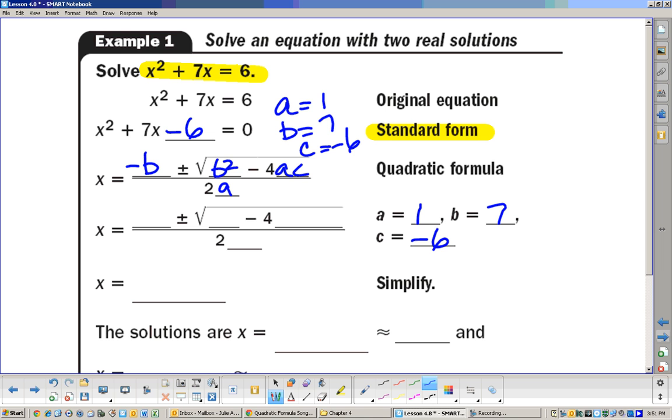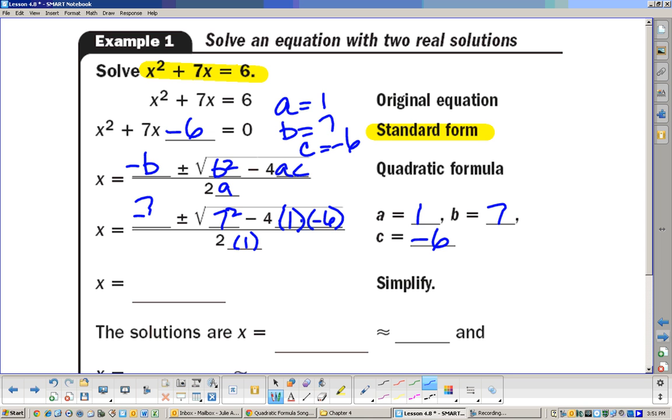Alrighty, so let's fill in. The opposite of b, well, that's a negative 7. Then we need b squared, 7 squared, minus 4 times a. A is 1 times c. C is negative 6. Probably a good idea to use a parenthesis there so we don't forget that's a negative 6, not minus 6. And a on the bottom is 1.